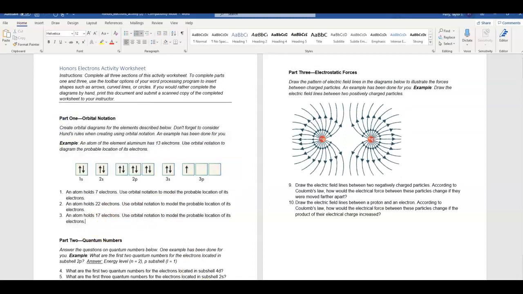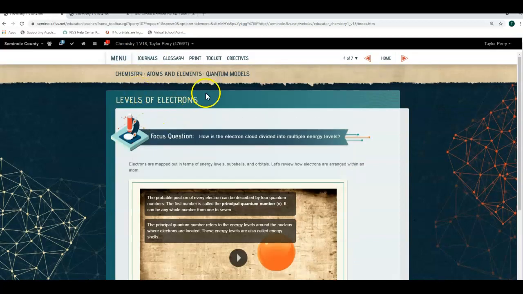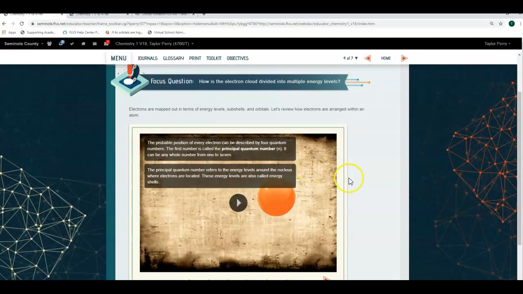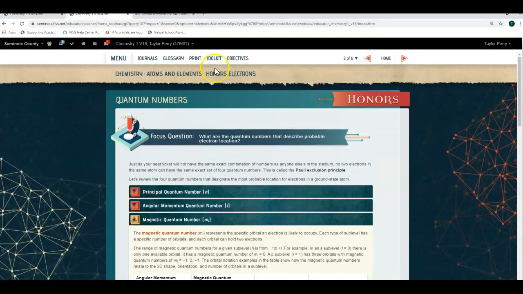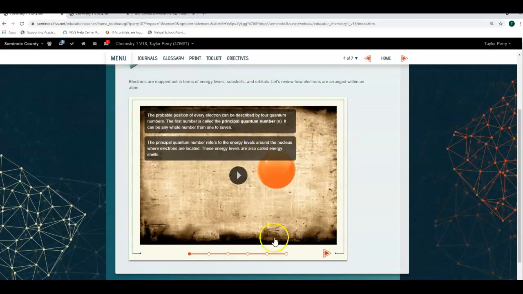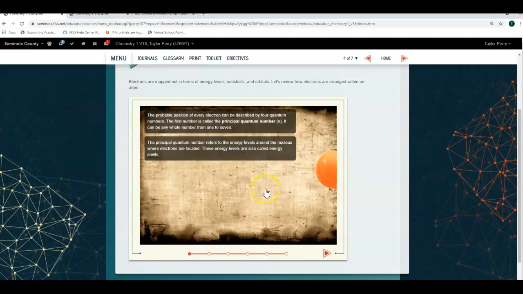Let's start by just looking at your lessons because you found all this information in two different lessons, okay? The first lesson was just the quantum models. That was the standard lesson that both standard and honors students had to watch. And then you also had the honors electrons, which was obviously the honors portion. I'm going to talk about both of those things because in both lessons, they talk about these four quantum numbers, okay? The first one is the principal quantum number, which I think they talk about here.